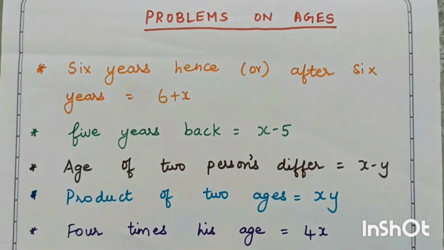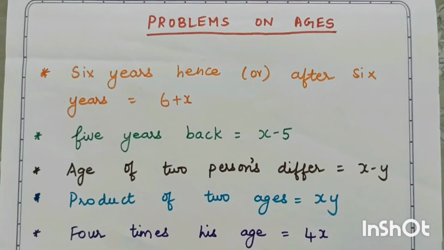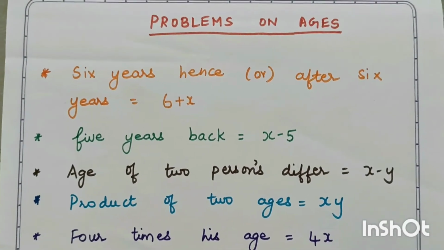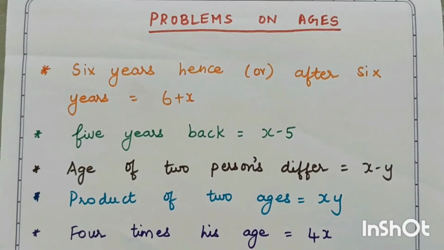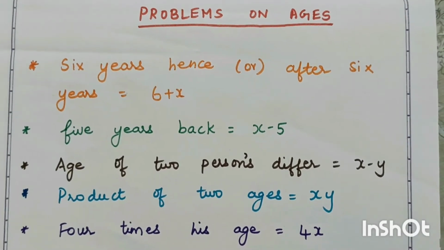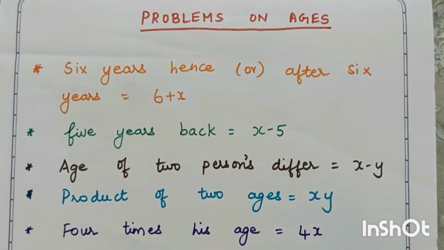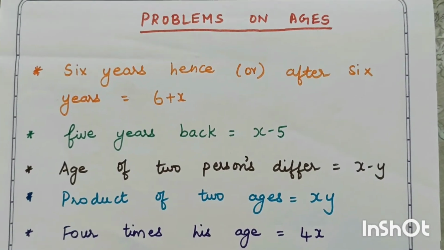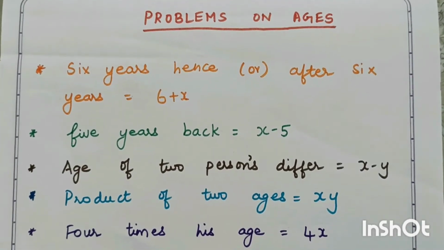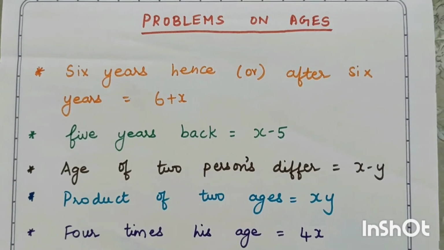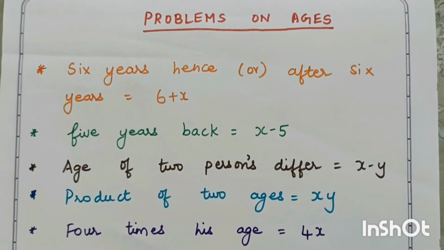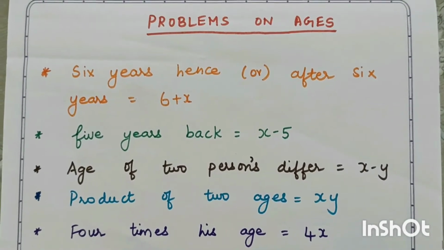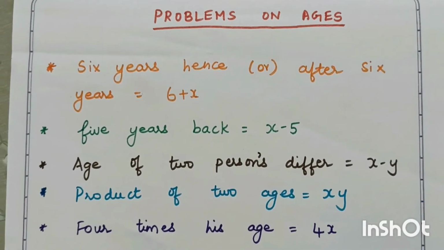Let's see problems on ages. Before going into the problem, let us discuss some important points. In the question, if they give 6 years hence or after 6 years, both mean the same. So we have to take it as x plus 6. And the second point is, if they give 5 years back in the question, you have to take it as x minus 5.